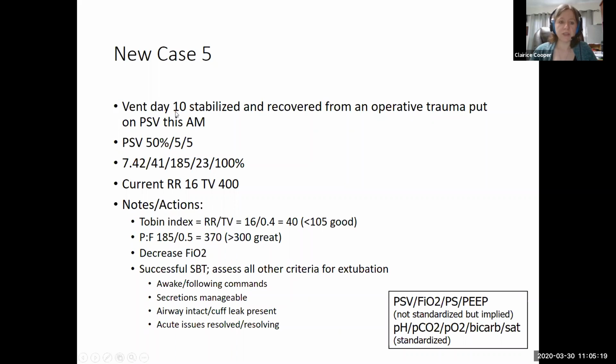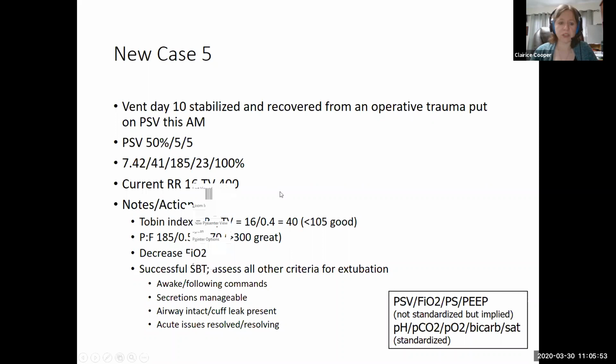So this patient is ventilator day 10, stabilized, recovered, getting his spontaneous breathing trial, pressure support 5 over 5. We see the gas is excellent, good ventilation, normal pH, adequate PCO2, and really exceptional oxygenation. So the patient's respiratory rate is 16, tidal volume is 400.